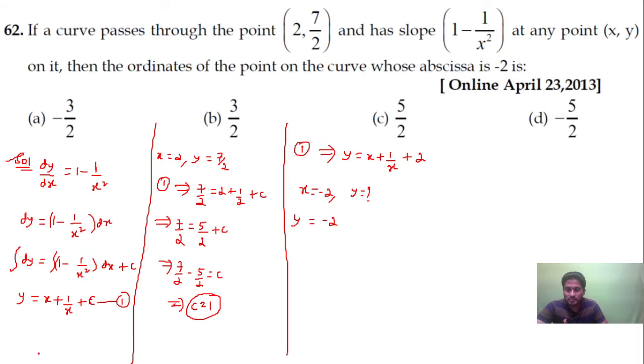So take the value of c and substitute in equation 1. So the value of c will be equal to 1. So c is equal to plus 1. So when x is equal to minus 2, minus 1/2, and then plus 1, you get y is equal to minus 1/2, so y is equal to minus 3/2. Okay, that's the answer, guys. The answer will be option A.